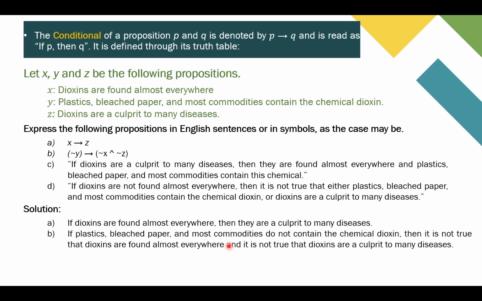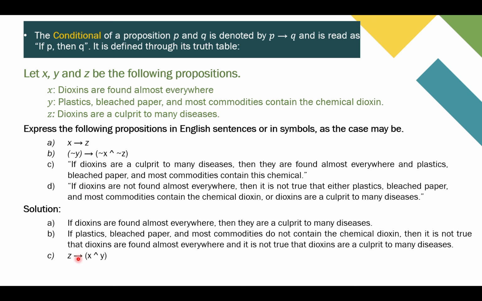And why is there an and? Because we have the inverted V. And it is not true that dioxins are a culprit to many diseases. Okay, we put not true at the front here. So, this one already involves grammar. And then for our letter C, what would its symbols be? We have Z, because here is our Z.